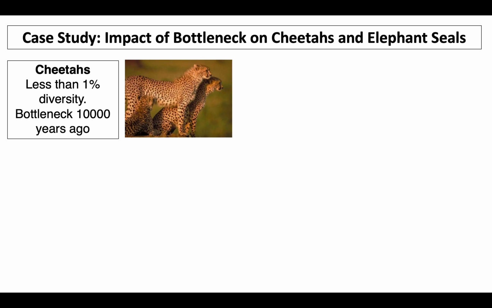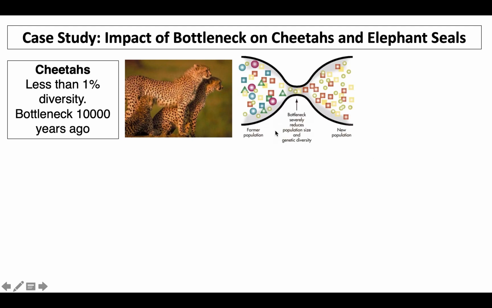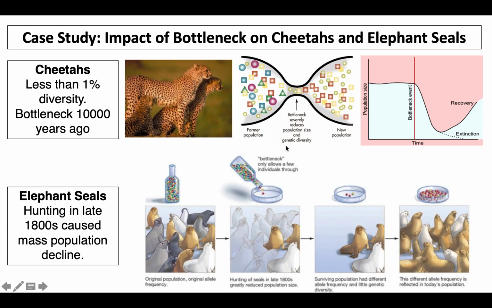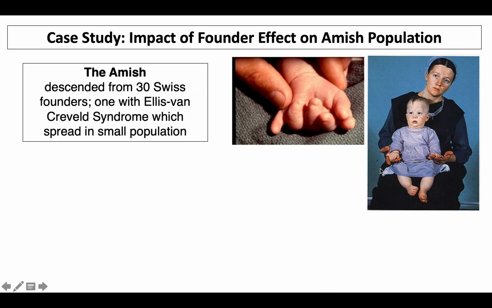Here's a quick example of another thing called a bottleneck, which severely reduces the population size and thereby genetic diversity. This has happened in cheetah populations. The population was very large. There was some bottleneck event, thought to be maybe a disease that swept through the population. Population dropped a lot. If it drops too much, obviously organisms can become extinct, but many times bottlenecks can recover. However, the genetic diversity of that new population is far reduced. And the same thing happened with elephant seals in the 1800s.